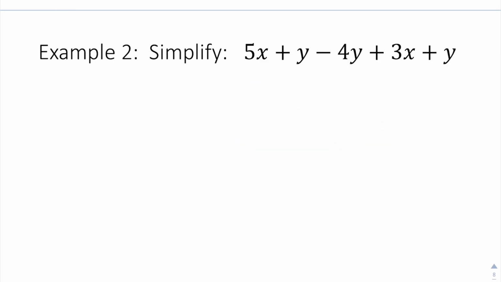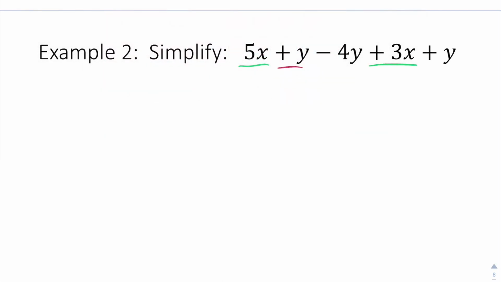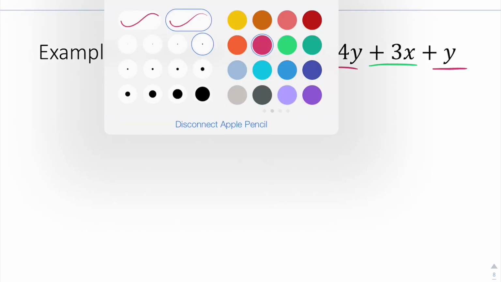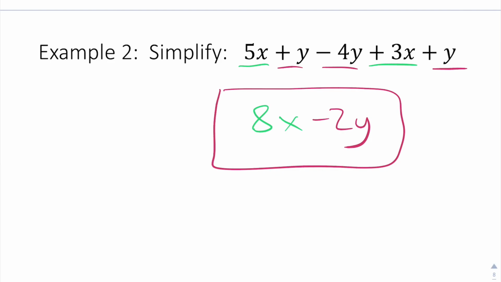All right, so this one, I've got a 5x and a 3x. I've got a y, a negative 4y, and a positive y. So all of those y terms can be put together, and all those x terms can be put together. I'm going to put together the 5x and the 3x to make an 8x. I'm going to put together the y's to get 1y minus 4y, that makes negative 3y, plus a y makes it negative 2y. And that problem's done because I can't put x terms and y terms together.